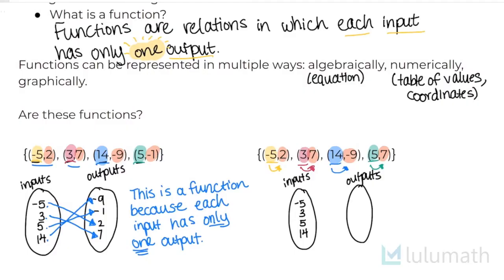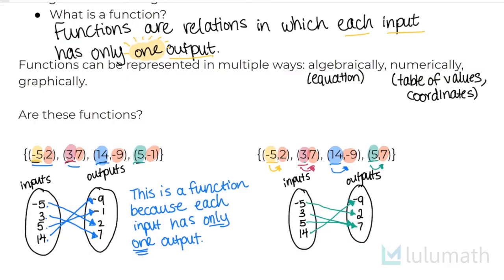So I will only put -9, 2, and even though my output of 7 is listed twice here, it's the same number, so I only write it once in my mapping. So let's put it in our mapping. -5 is mapped to 2, 3 is mapped to 7, 14 is mapped to -9, and 5 is also mapped to 7.